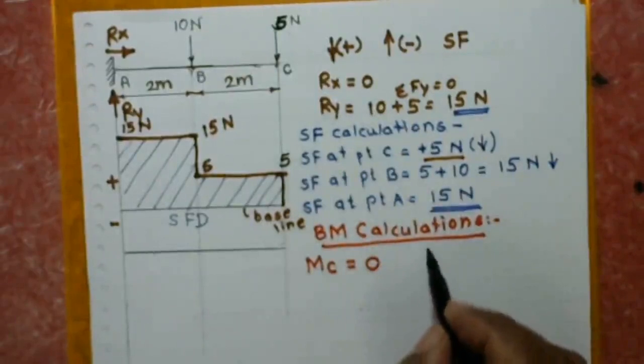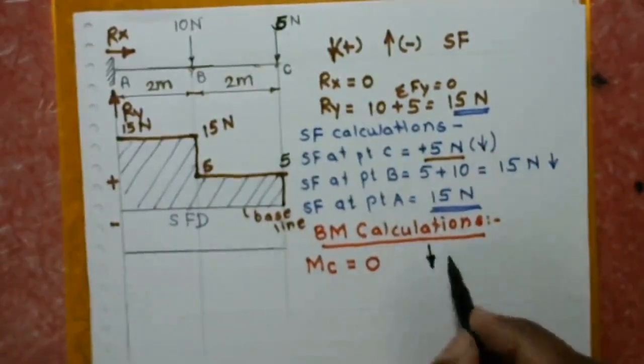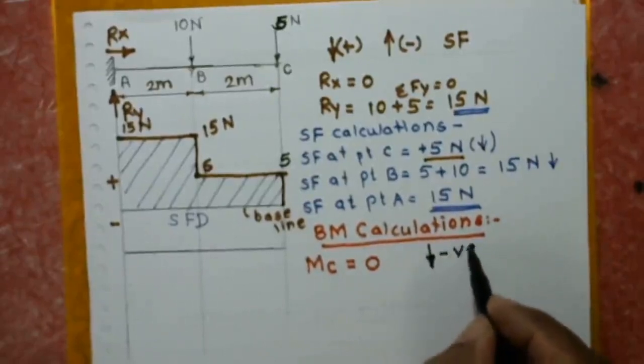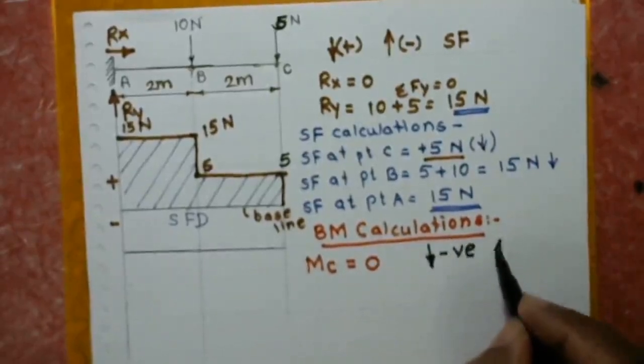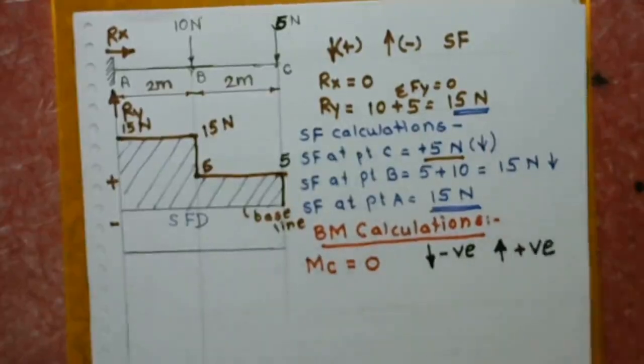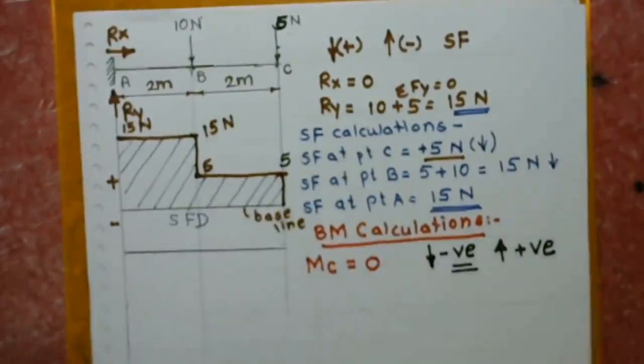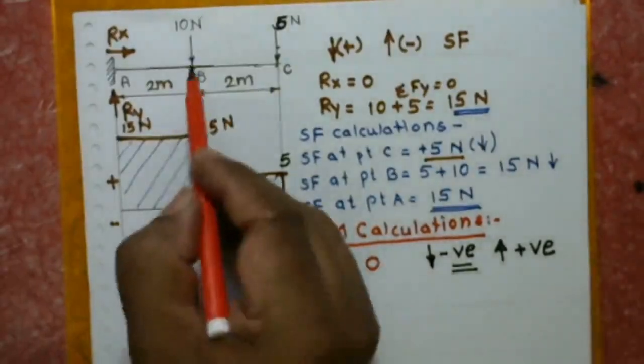And sign conventions for the bending moment: if downward force is there, we may say that is negative. If force is acting in upward direction, in that case we may say moment is positive. So all forces here are acting in the downward side, so all our moments will be negative. Okay, now come to the point B.